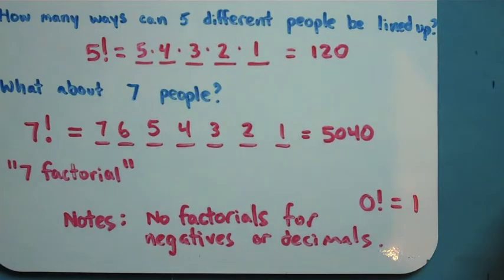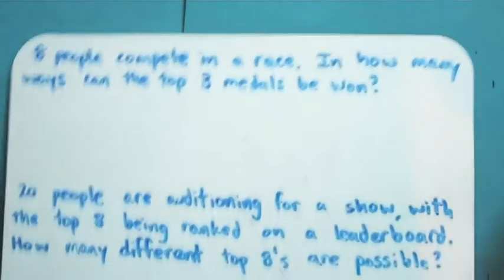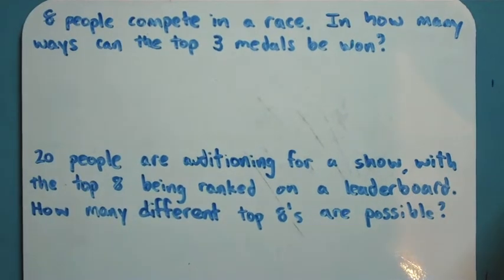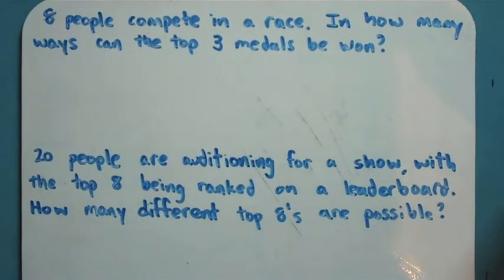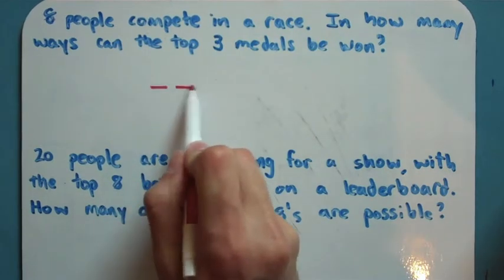So a factorial, you start at whatever number and you just multiply down until you hit 1. Let's look at a couple examples. So let's say we have 8 people in a race, and we want to look at how many different ways the top 3 medals can be won. So what we want to do right here is look at our top 3 only.